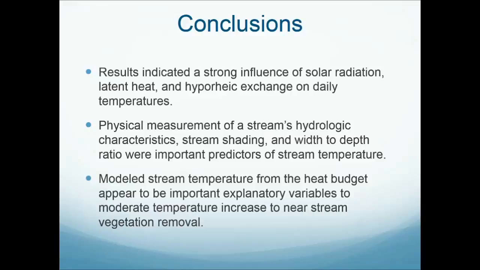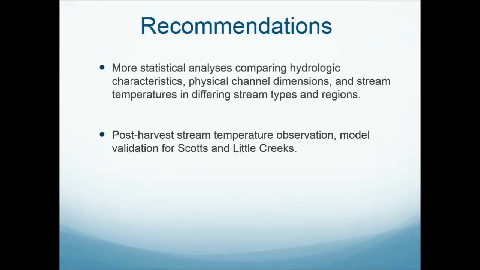So just some of the conclusions. We found a strong influence with solar radiation, latent heat, and the hydrologic exchanges and hyporheic exchange. As far as physical measurements, stream shading was a good correlate, and with the width-to-depth ratio in our high gradient stream. And from our model, I think what we demonstrated was that if you take into account the hydrology of the stream, it can actually be a very useful indicator of predicting what might be a downstream risk from potentially opening up the canopy and watershed.